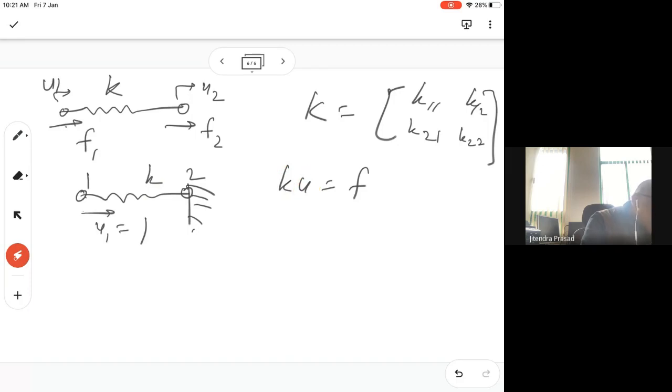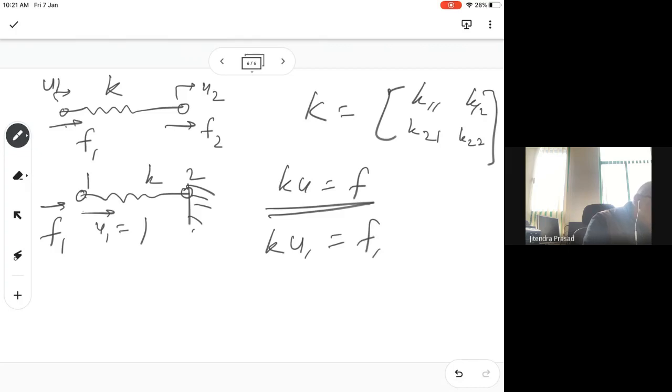But here, in this case, our force here is F1, right? So this is F1. So actually we write K u1 equal to F1. This is the actual equation, because we are talking about F1 and u1 terms only. The other point is fixed. So we are just talking about this one.